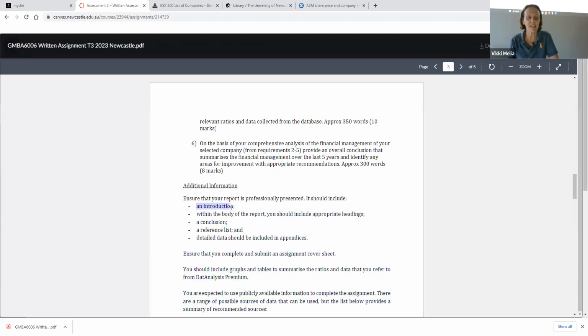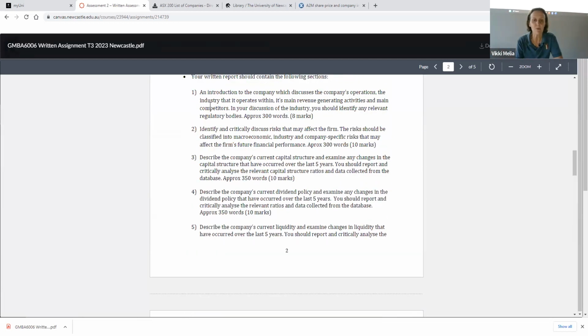So I want your report to have an introduction. So introduce the purpose of your report and the company that you're going to discuss in your report. And then within the body of the report, please use headings. It's so much easier to follow if you can put headings in the body. Sometimes people write a report and the body of the report might be 2 pages, and without headings, it's really difficult to see, have you addressed all the requirements or not? So use headings, and your headings could be driven by these requirements.